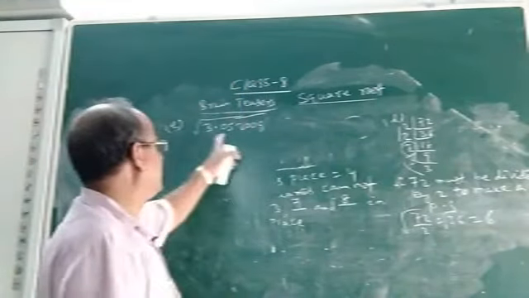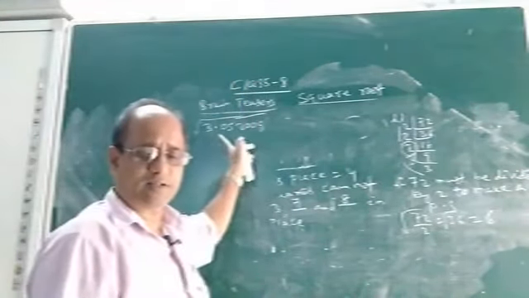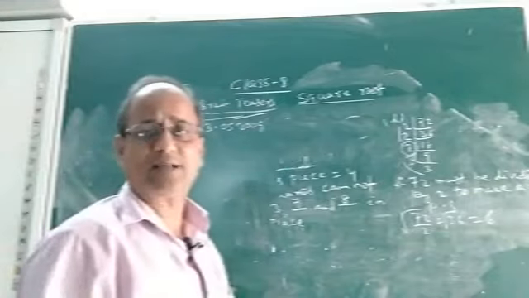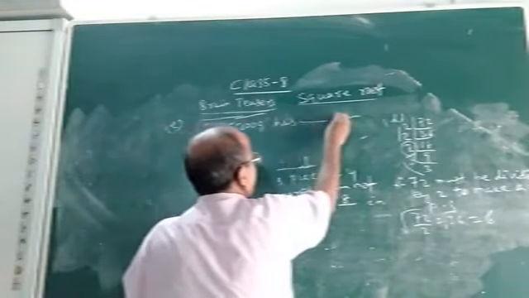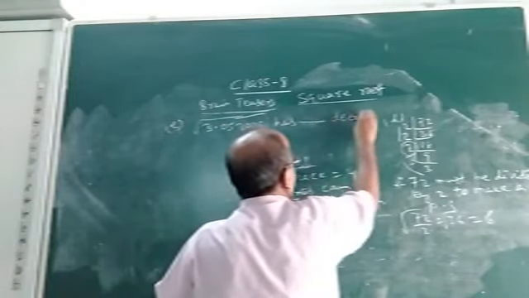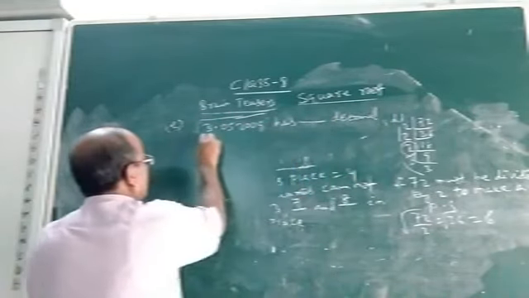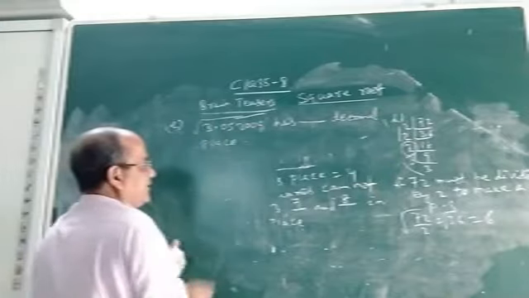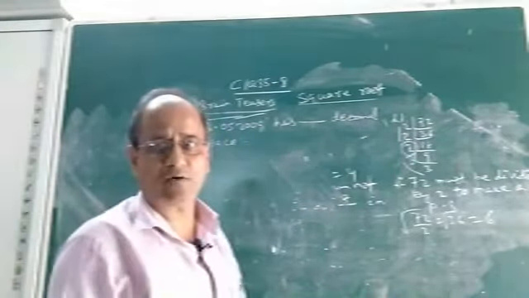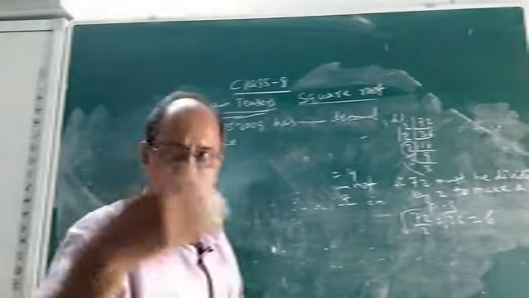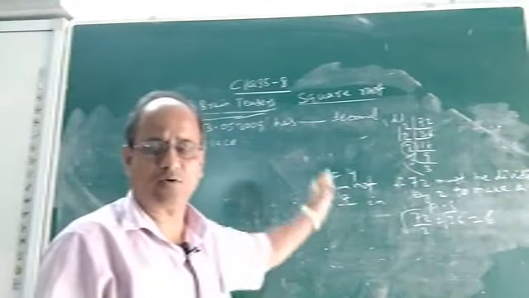3.052009. Yes. What is the question? The question is: the square root of this number has how many decimal places? How to know? What is the trick? What is the technique? Do you think that we will find the square root and find out how many digits are there in the square root? It will take a lot of time. Without finding the square root, how can we say?